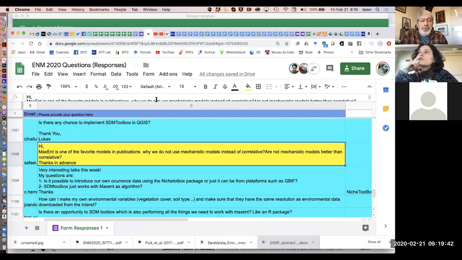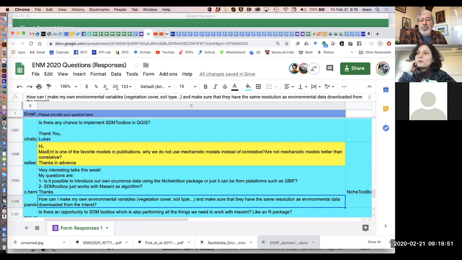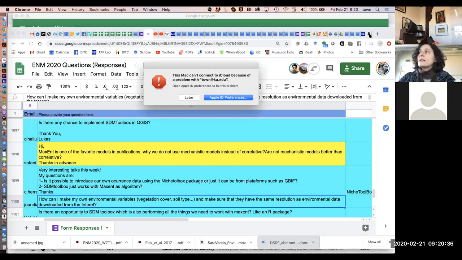Okay. Quickly, related to that question, question 1100: how can I make my own environmental variables and make sure that they have the same resolution as environmental data downloaded from the internet? This is actually a hard process, to make your own environmental variables, because of that interpolation issue, right? You have samples across the landscape and you are creating a raster or surface of that particular environmental variable. So that requires a lot of thought, different skills, and a lot of data. So be careful about how you proceed on making your own environmental variables.